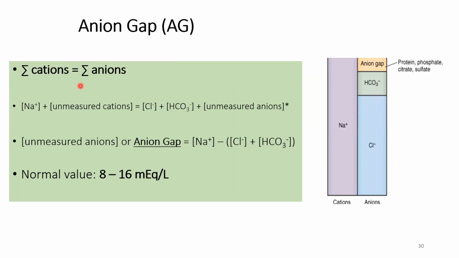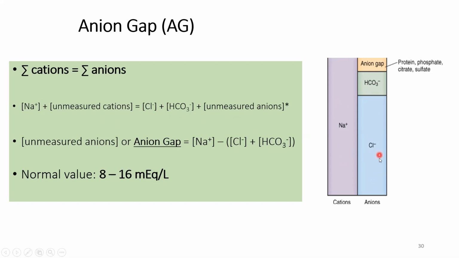But this is an ingenious way. This is a conceptual framework by which we basically say that sodium is the main cation. So sodium in the cation category, let's say sodium is it, and the unmeasured cations, basically potassium, calcium, magnesium, are in small amounts and fairly constant. So we can ignore them. And it equals the sum of cations.